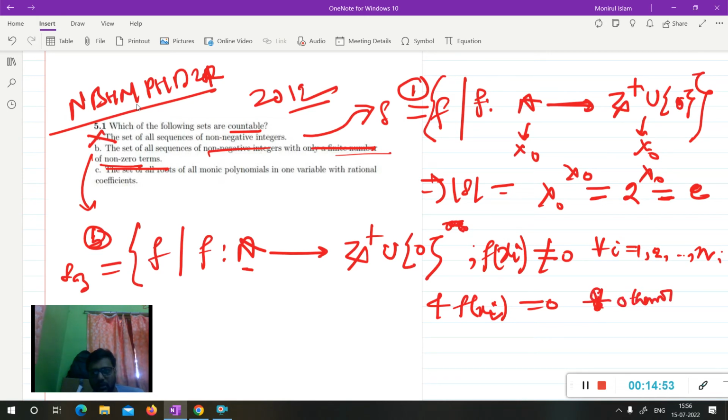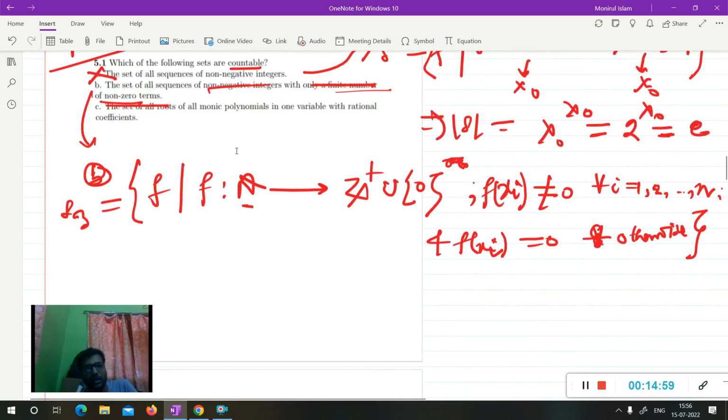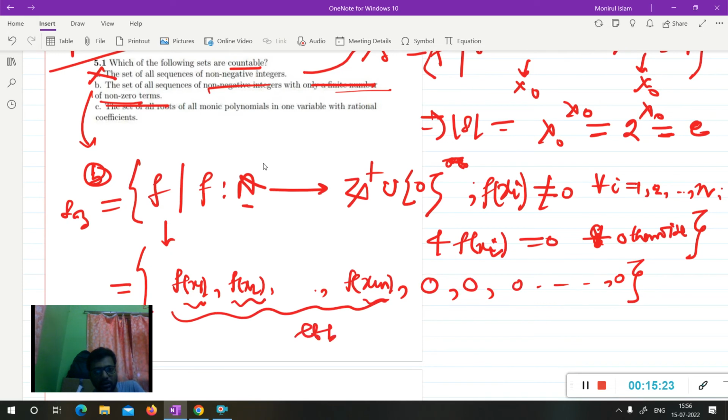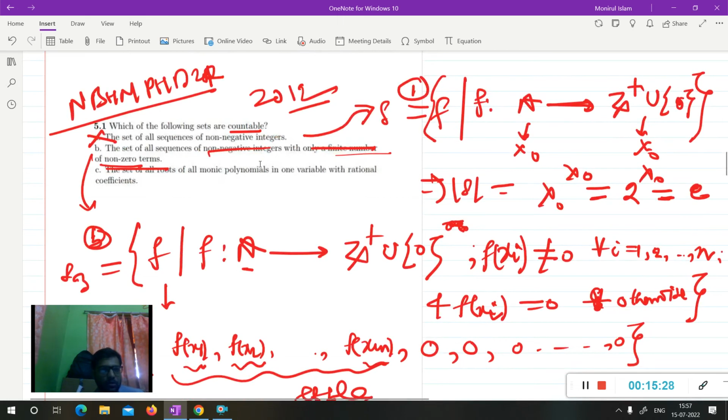Okay, it means f is non-zero only for 1 to n, and the others are 0. So the image is f(x1), f(x2), and so on up to f(xn). This is non-negative integers, and the remaining members are 0. Okay, so this set becomes countable, only these members are left, so no doubt it is countable. Okay, so the set of such sequences of non-negative integers is countable.